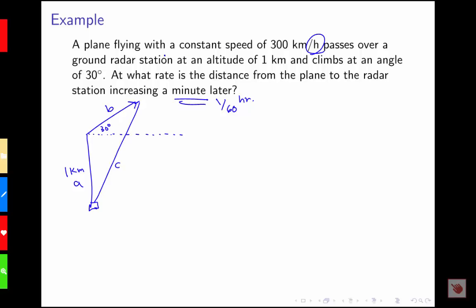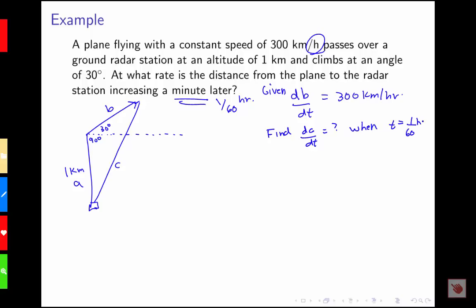So let's see, in terms of the variables that we have, what information do we know? So we know our plane was flying at this constant speed, so that's the rate at which this distance B from where we started is changing. So we know that dB/dt is equal to 300 kilometers per hour. Okay, let's see, since this angle down here is 90, we actually have that this total angle here is 120 degrees. That's going to be important in a minute. We're interested in finding dC/dt, okay, when t is equal to 1/60th of an hour.